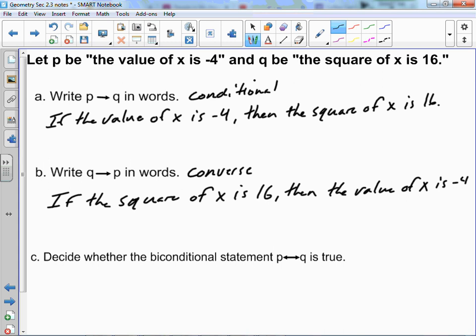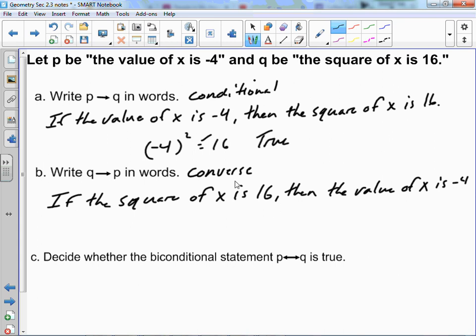And so then we want to decide whether the biconditional statement P if and only if Q is true. And remember, in order for a biconditional statement to be a true statement, both the conditional and the converse have to be true statements, since the biconditional is representative of both statements put together in one. And so if I look at the first one, the conditional, if the value of x is -4, the square of x is 16. And if I take -4 and I square it, that is going to equal 16. So that does work. So that's a true statement.